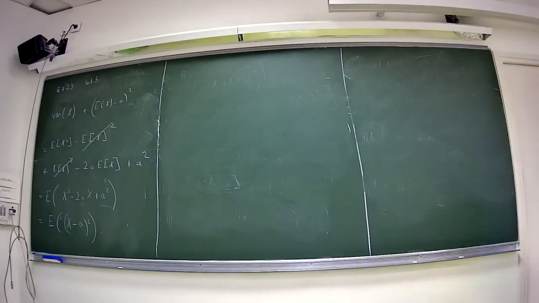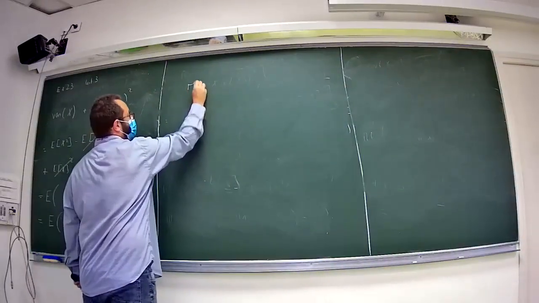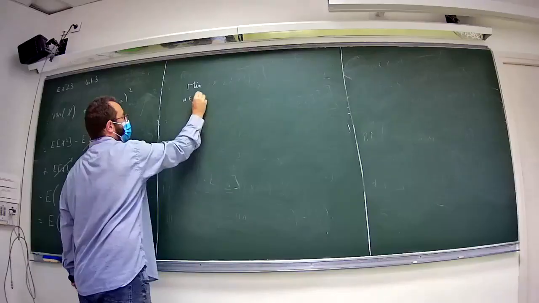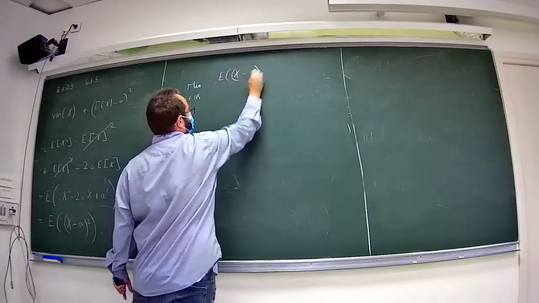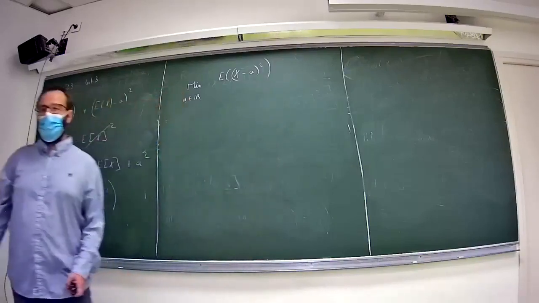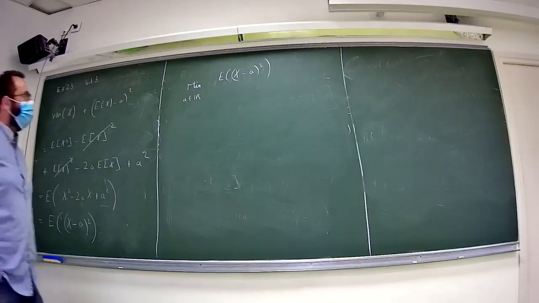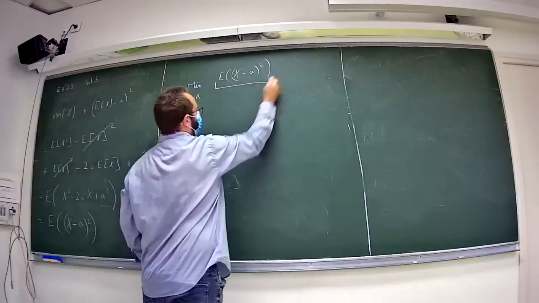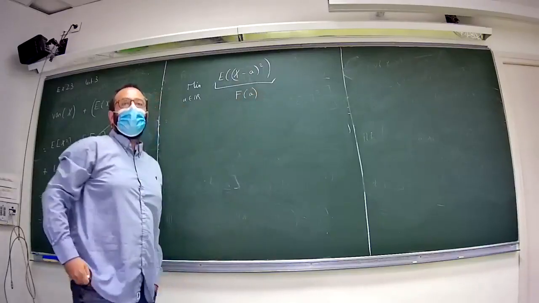So now I want to compute the minimum, for a belonging to R, of the expectation of X minus a, squared. And I want the minimum, and the point at which the minimum is reached. Okay, so if you want, you have a mapping that I can call f of a, and I want its minimum.